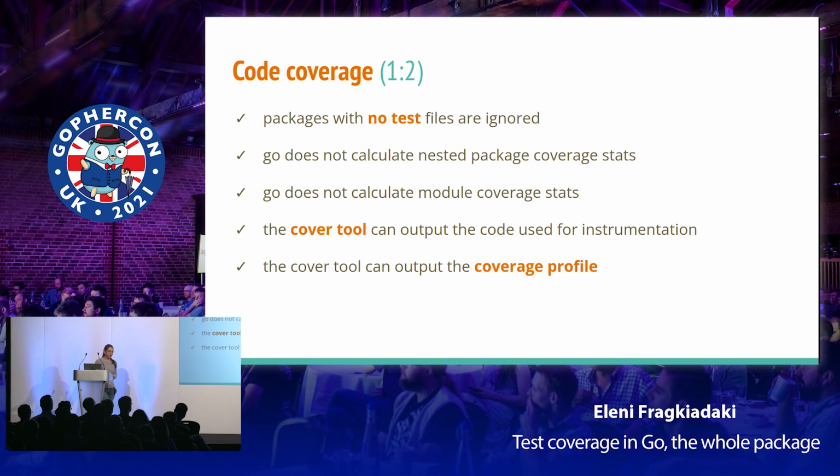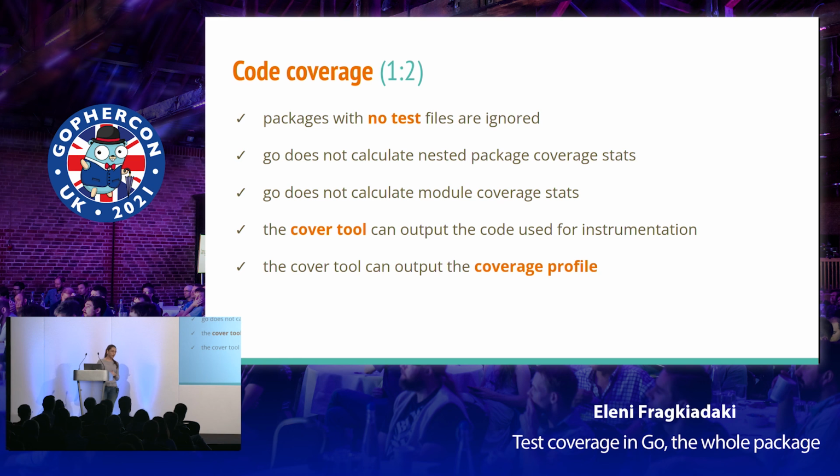Cool. So in summary, if you are going to look at the cover tool, just be aware that if there are no test files in the directory, the Go cover tool is not going to traverse that, so it's not going to show you coverage statistics for that. Go doesn't calculate nested values, so when it calculates the coverage percentage, it is purely on the basis of that level in the hierarchy, so basically only the Go files included in the directory. It doesn't calculate aggregate statistics for modules even.